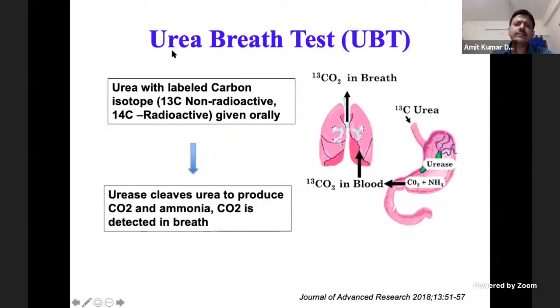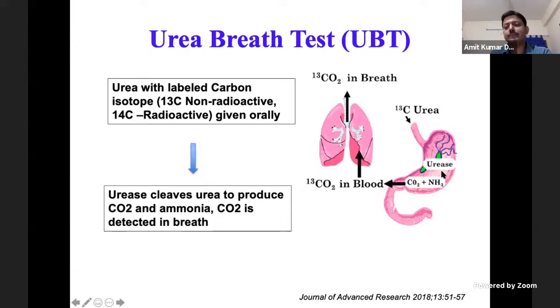So among the non-invasive tests, the urea breath test is probably the most commonly done. In this test, the patient takes urea which is labeled with a carbon isotope. So the carbon has either a 13C labeling or a 14C labeling. 14C is radioactive, 13C is not radioactive. This is taken orally by the patient. And if the patient has H. pylori infection, then the urease produced by the bacteria in the stomach breaks down the urea into carbon dioxide and ammonia. This carbon dioxide which is released is exhaled in the breath, and this is then detected. So simple principle.